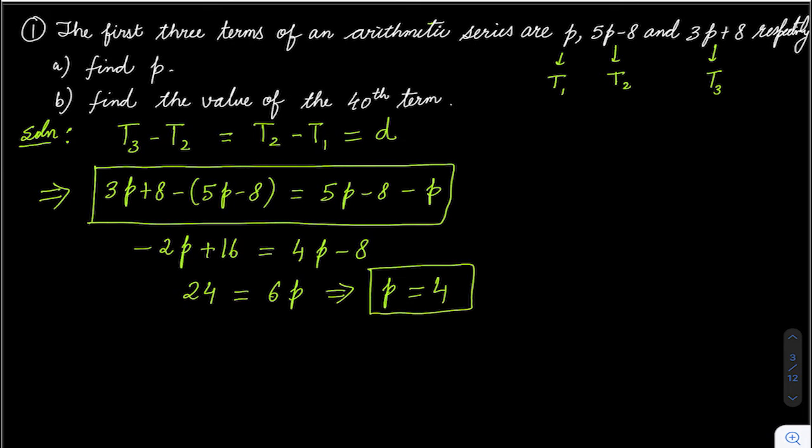Okay, so that's our A part. So what is p value? P is 4. The second part they are asking for is to find the value of the 40th term.